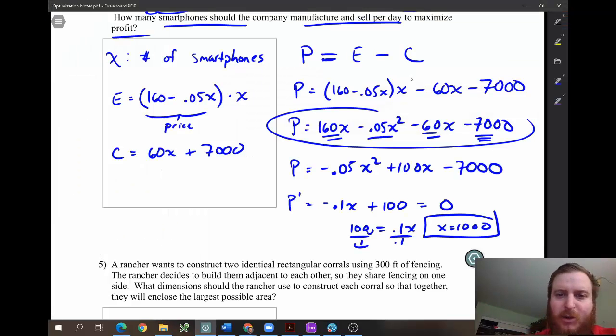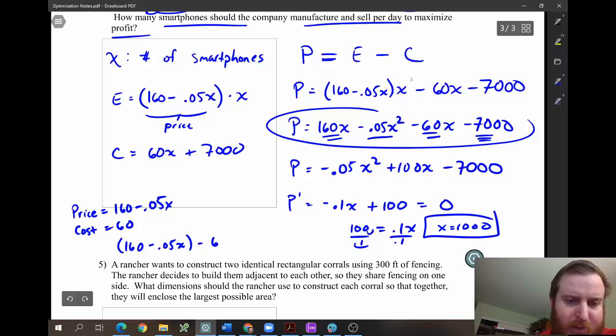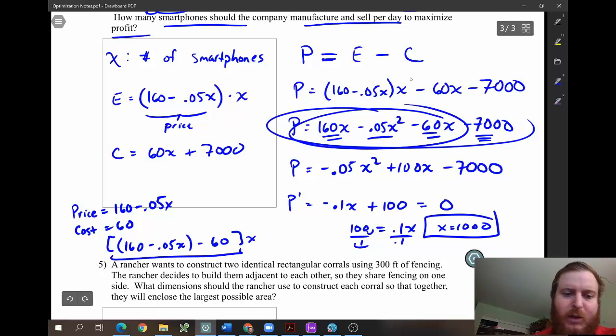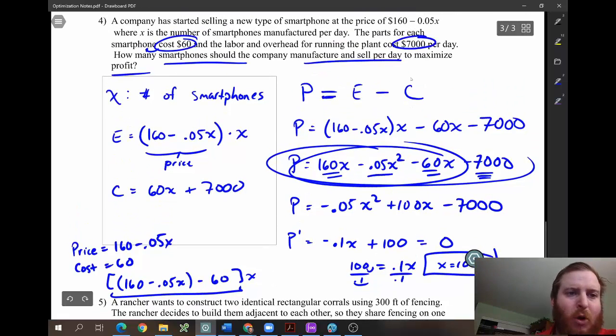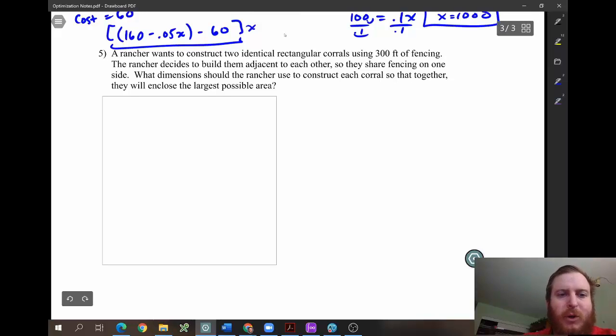Another way to think about this, because I know this was a little bit tricky, would be to think like, okay, the price is 160 minus 0.05x, and then the cost per smartphone is 60. So for each smartphone, it's 160 minus 0.05x, and then minus 60. That's for each smartphone. So you could have done all of that times x, and that would have given you this whole section. So I know this one was just weird. Hopefully the first three made a bit of sense, and this one you kind of understood. But I've never really seen anything like that asked on an AP exam, so don't worry too much on that one.